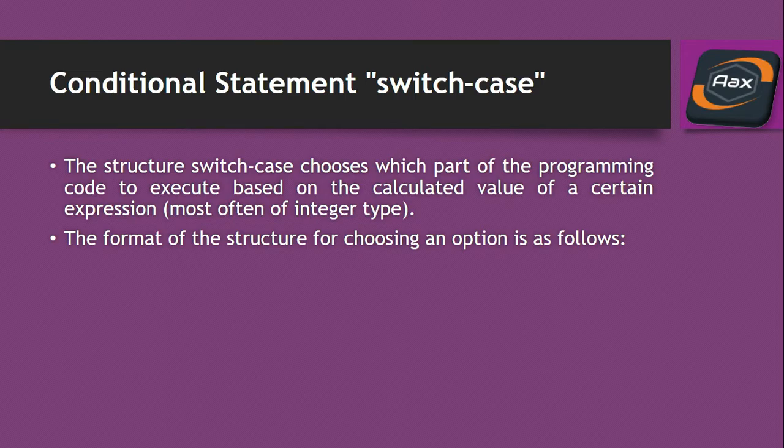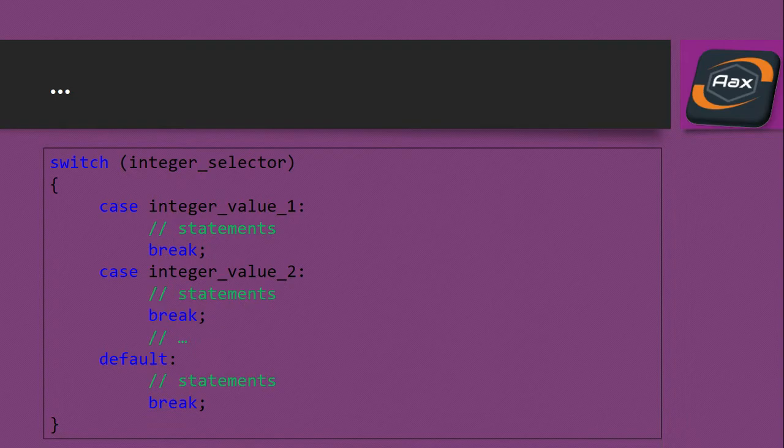Conditional statement switch case. The switch case structure chooses which part of the programming code to execute based on the calculated value of a certain expression, which is sometimes called the selector. So this is the format for the switch case structure. We have a selector. It's not necessary to be an integer selector. It can be a string selector, character selector, or other data types. So if the selector matches this case, then the statement of this case is executed, then break.